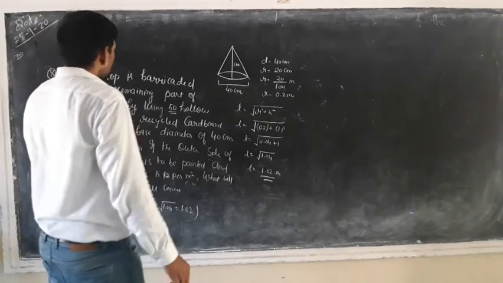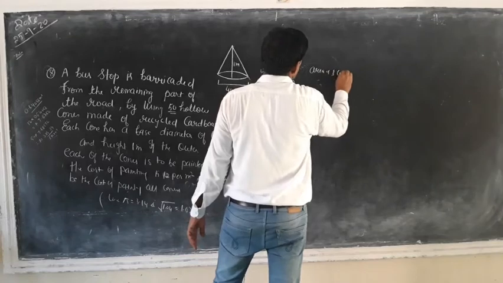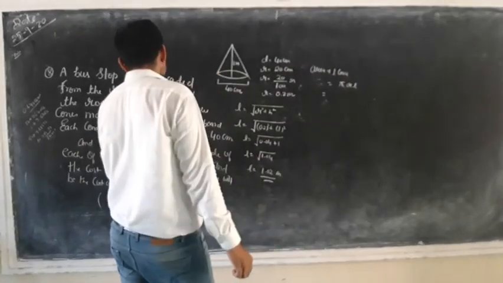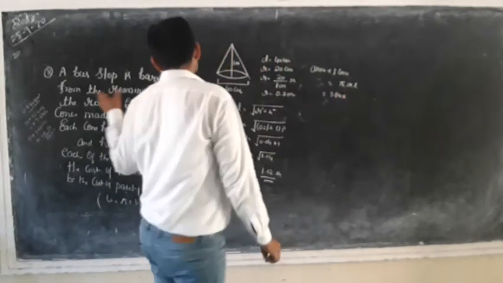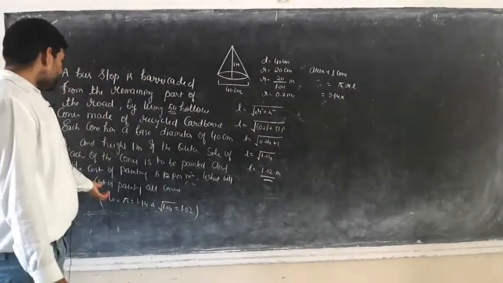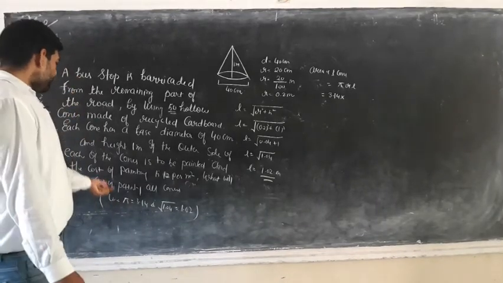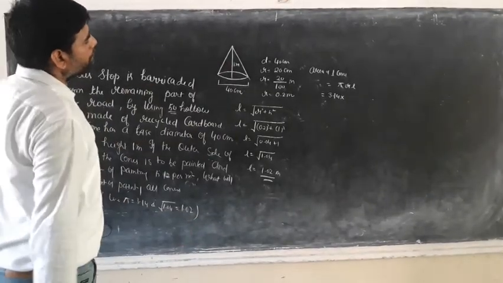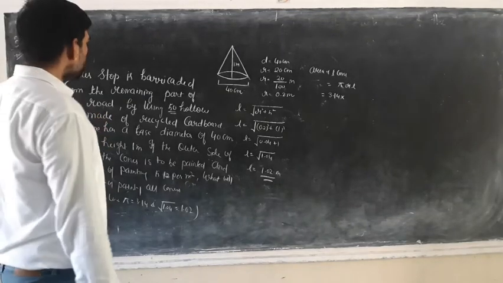So the area of one cone is equal to pi r l. The value of pi in this question is given as 3.14, so do not use 22 upon 7. We can use 22 upon 7 when the value of pi is not given in the question. But when the question gives the value of pi as 3.14, then we use 3.14, and otherwise 22 upon 7.